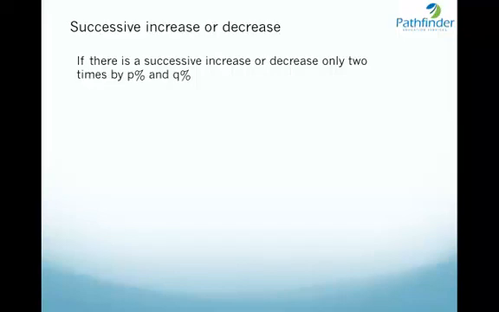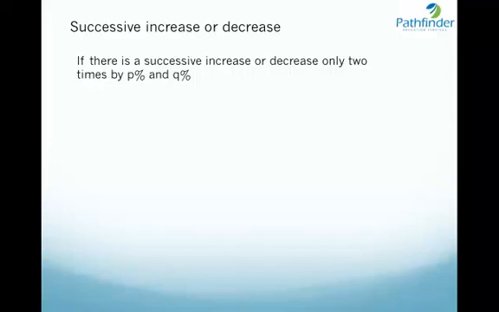If there are more number of increases or more number of decreases, then you can simply keep on adding those brackets. But here is a very quick method to calculate successive increase or decrease if there are only two successive increases or decreases, or maybe one increase and one decrease. But there are only two percentages in question.